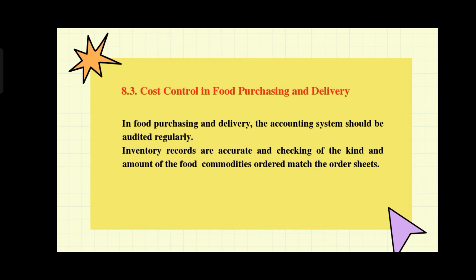So in food purchasing and delivery, the accounting system should be audited regularly. Inventory records should be accurate, and the kind and amount of the food commodities ordered should be checked against the order sheet. So we have other techniques for food purchasing that are cost effective that have been discussed in chapter 3.